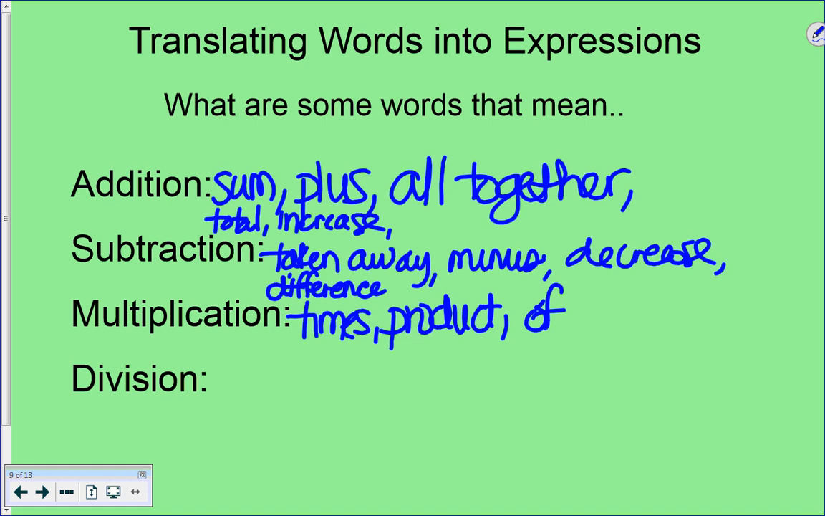Division? What's the answer to a division problem? Logan? Yes. Another one for these could be divided by, or divided into 2, halved, taken by half. I don't know. That's about it for divide. That's pretty easy. Okay, now let me show you how we're going to use this.